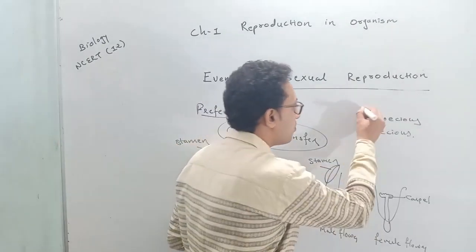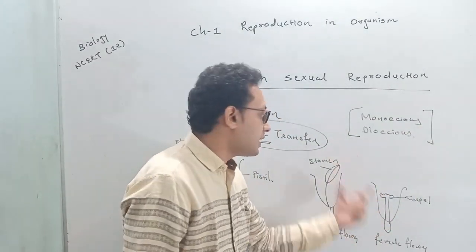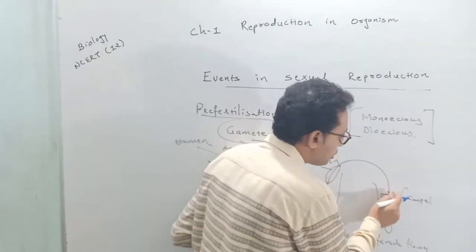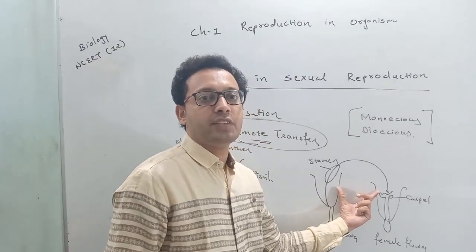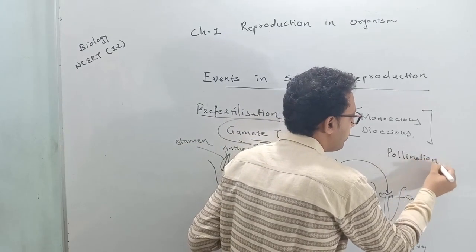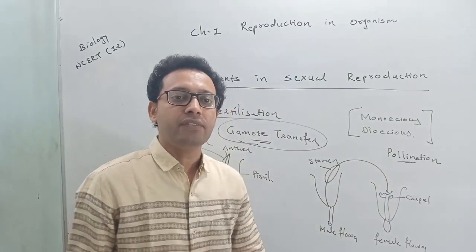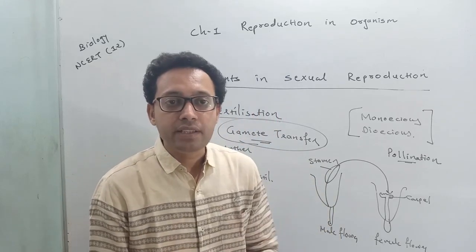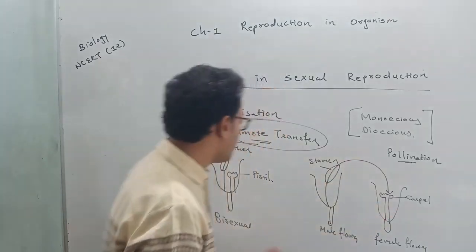But in both cases, monoecious and dioecious plants, there should be a development of a certain mechanism to transfer pollen grain from the anther to a stigma. So for the transfer there is a development of a special mechanism, and that mechanism is known as pollination. Through pollination, a pollen grain is transferred from the anther to the stigma of another flower, and various agents help in this gamete transfer, like wind, water, birds, insects. They help in the transfer.